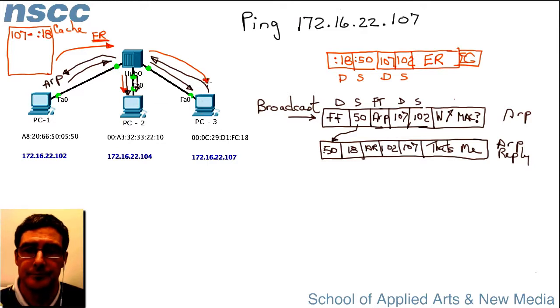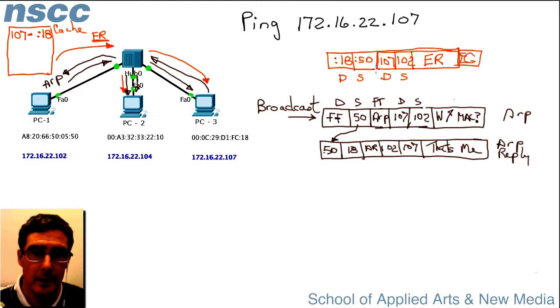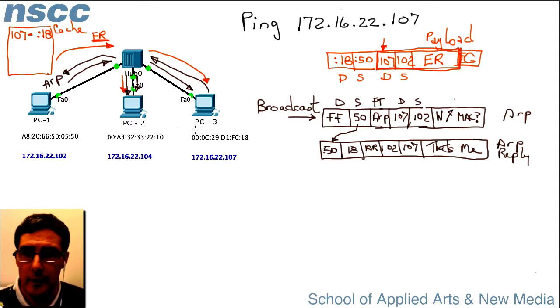PC3 says, I've got this frame, the destination address 0.18, that's me, so I should process it. It then takes out this packet from the frame. It then processes it further and looks at the destination IP address. It's 107. Again, that matches its IP address. And it says, I'll process this further. This is the actual payload in here, and it's an echo request. What happens is this constructs a frame with an echo reply the same way and goes back to PC1.